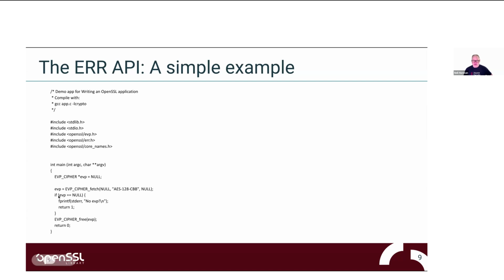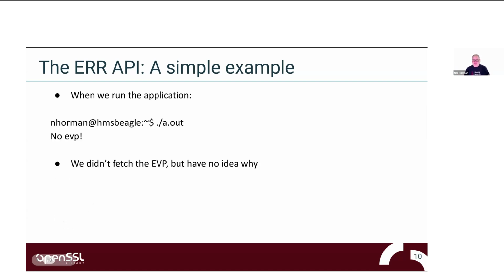And we do some error checking. We say, well, if we return null, we print, hey, we didn't get an EVP, and we exit with an error. If we did get one, we free and return success. Very straightforward. So let's build and run it. So we run the application and we get no EVP. So from this, we know we didn't fetch the EVP, i.e. it's an error condition, but we really have no idea why. So let's augment that so we can figure it out.